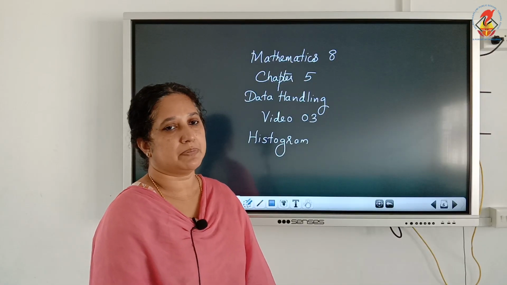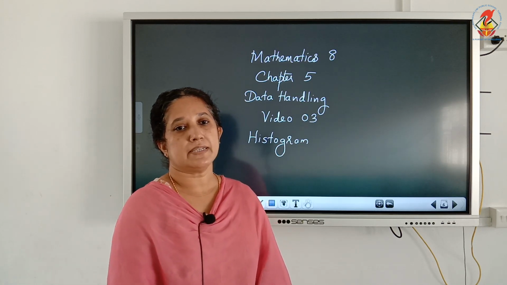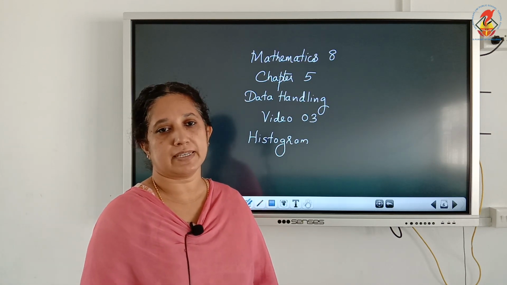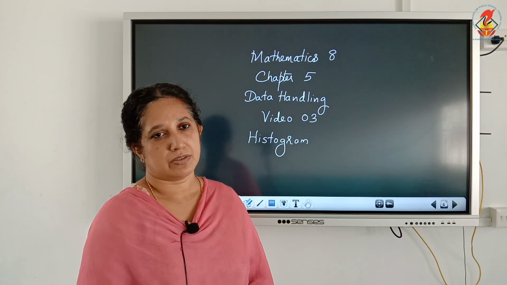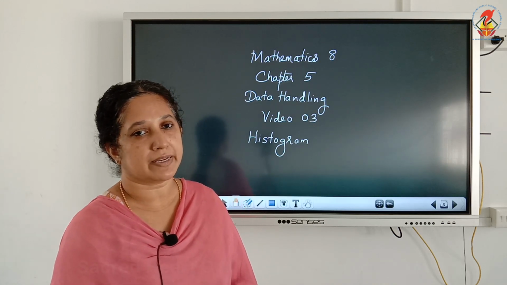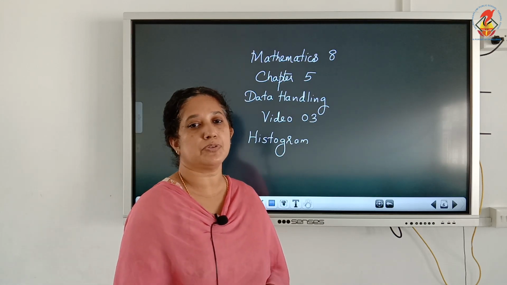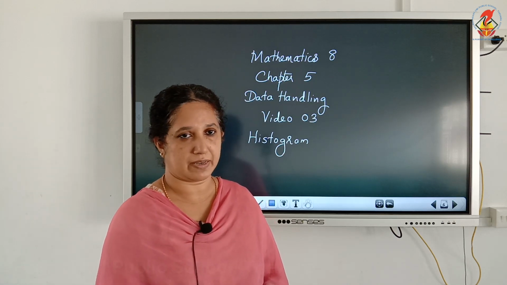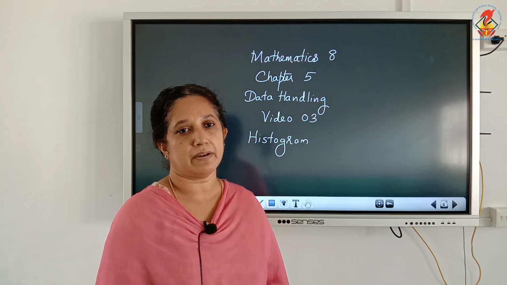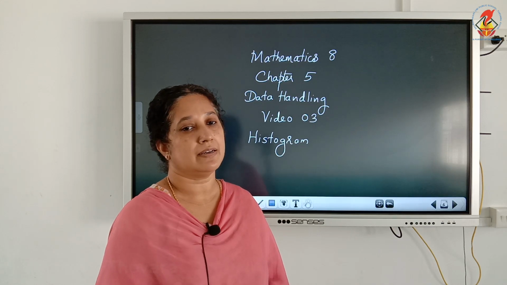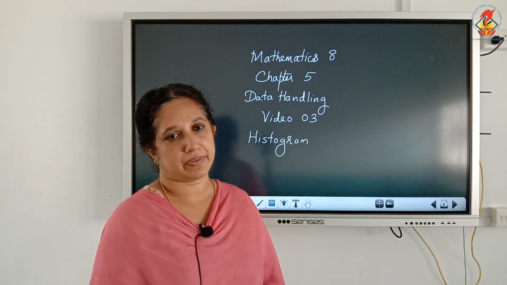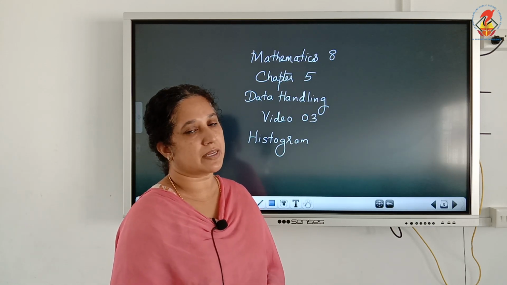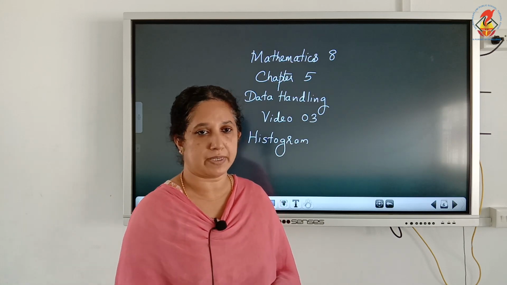We continue with the chapter. We can represent the data graphically in order to get a clear idea. So we have pictograph, bar graph and double bar graph used to represent the data graphically. Pictograph and bar graph are used to represent the ungrouped data.